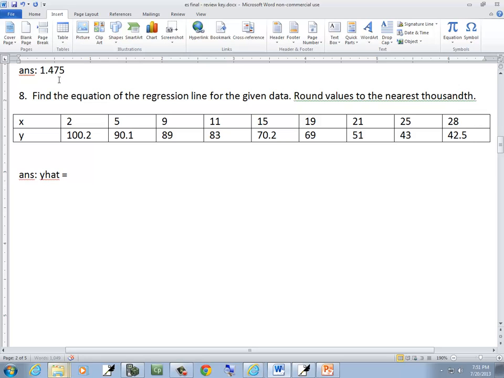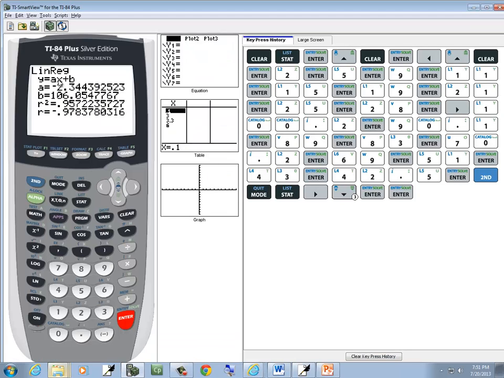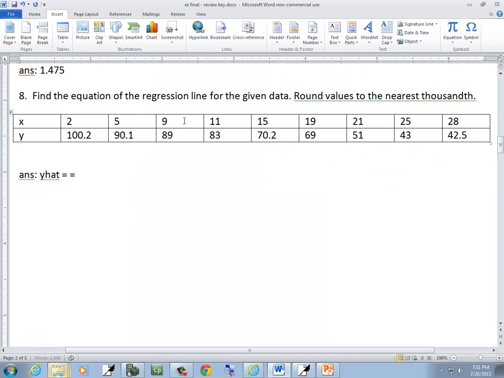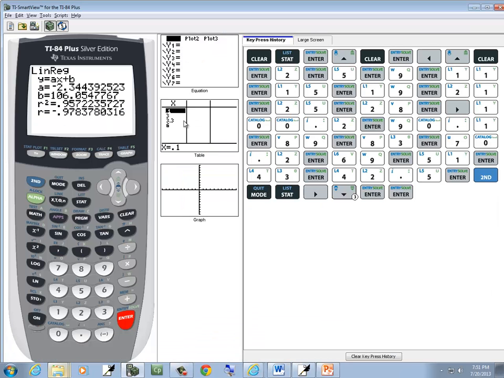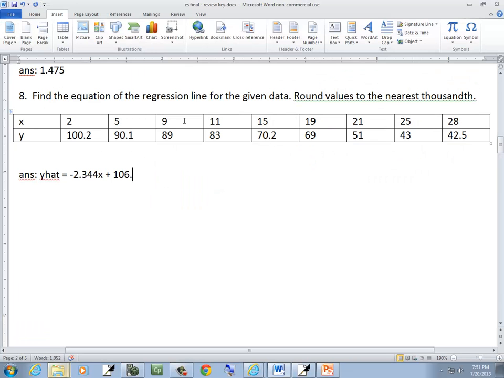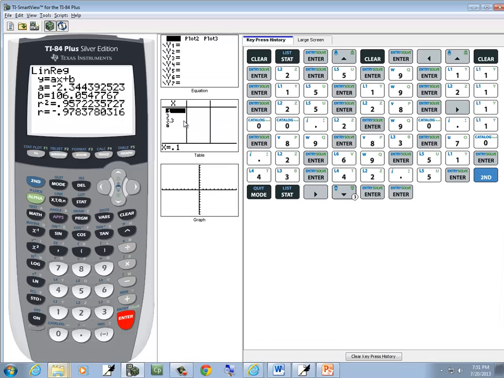Okay, so our answer, and it's actually Y hat, a little hat over it, but I can't put that very well. So Y hat is equal to A, which was negative 2.344 X plus B, which is plus 106.055. And that would be Y hat. So once we plug in our numbers and do our linear regression function, we just plug in our A and our B, and that gives us our answer.